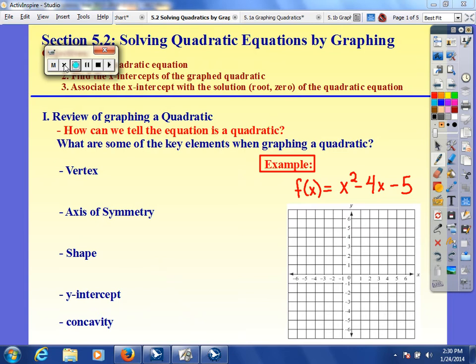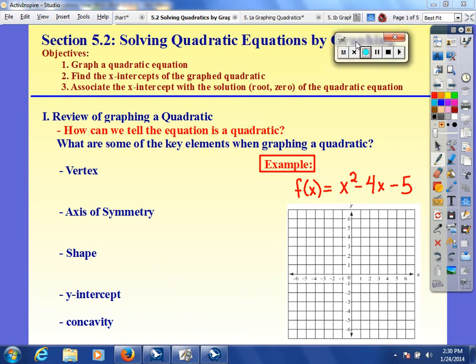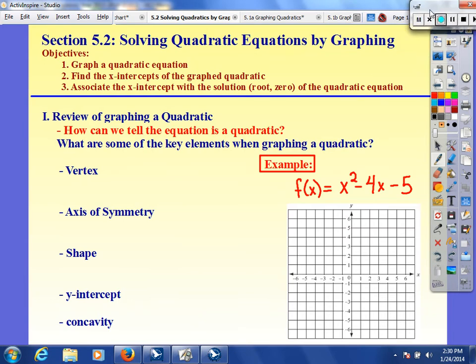Okay, here in 5.2, we're going to be taking a look at solving quadratics by graphing. What we just finished up with in 5.1 is just graphing quadratics. So that's going to be a big objective for us: number one, graphing quadratic equations. Number two, finding the x-intercepts of the graphed quadratic. We'll talk about what those mean, and associate the x-intercept with the solution, in other words, the root, the zero of the quadratic equation. So take a look at number one, reviewing graphing of quadratics.